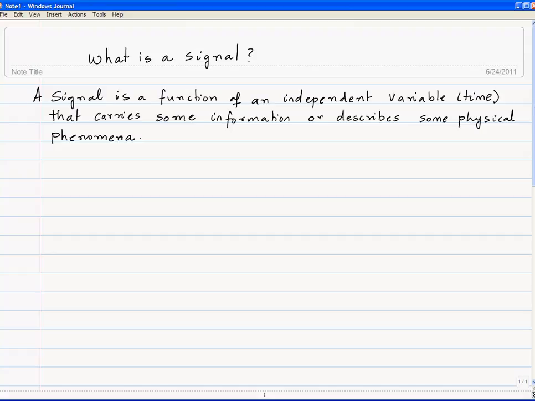So what does this mean? Mathematically, what we're going to say is this. We have an independent variable. Usually this is going to be time. And we have another variable x which depends on t. So this is going to be a function of t. So this is going to be our signal. Our signal is going to be mathematically represented as a function of time, namely x of t or y of t or z of t. But what it is that it is a function of the independent variable.